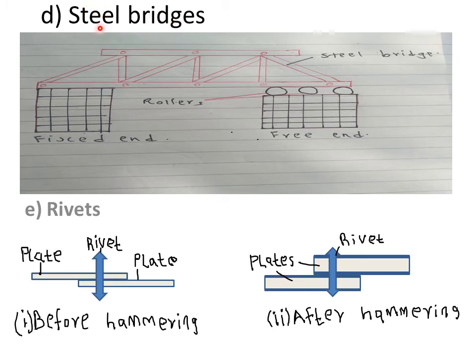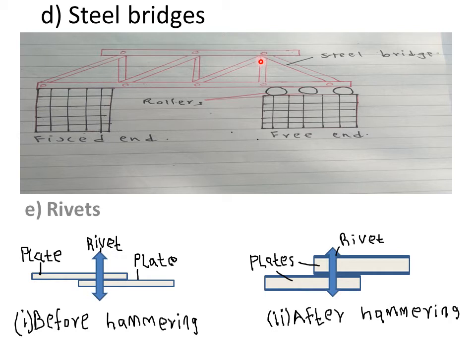Steel bridges simply means bridges that have been made from steel. Steel is a metal which can of course expand and contract. So steel bridges are usually fitted with what we call rollers. These are the rollers. It means this other end of the steel bridge can actually move freely during expansion and even contraction.